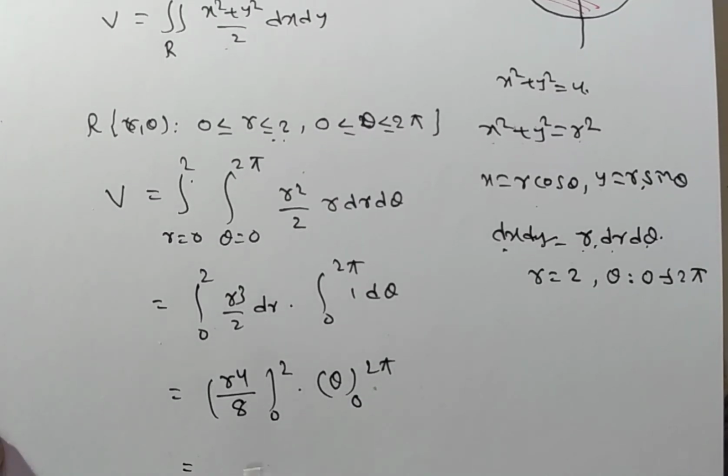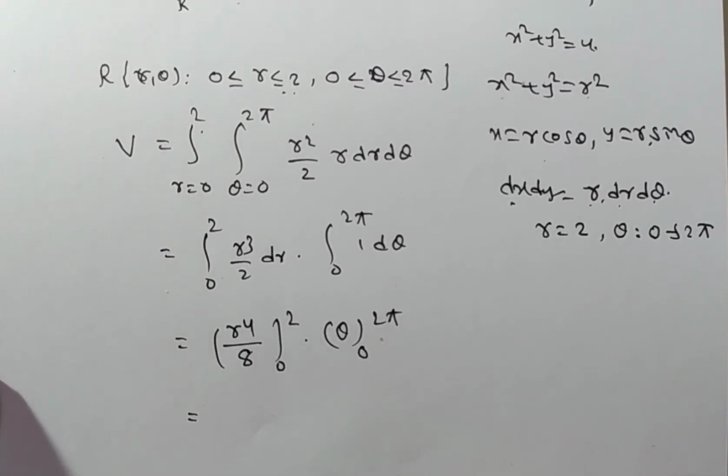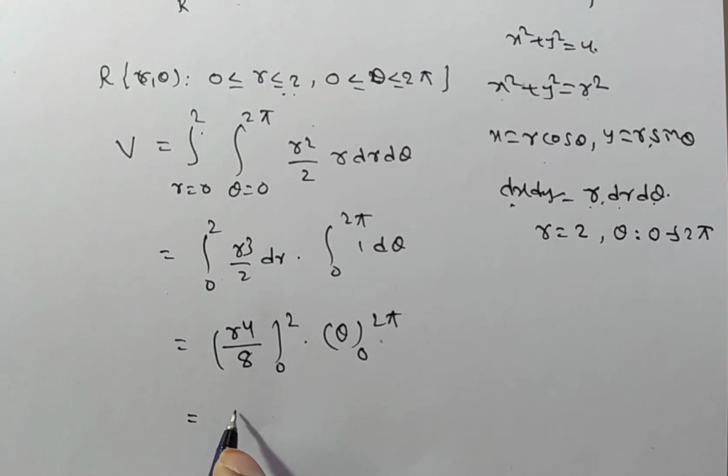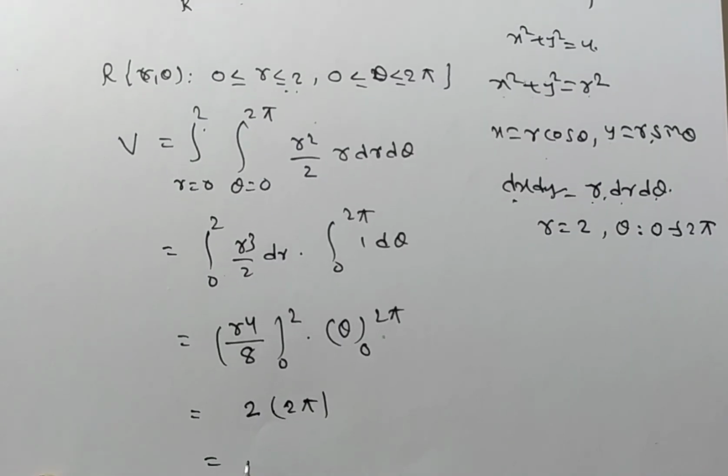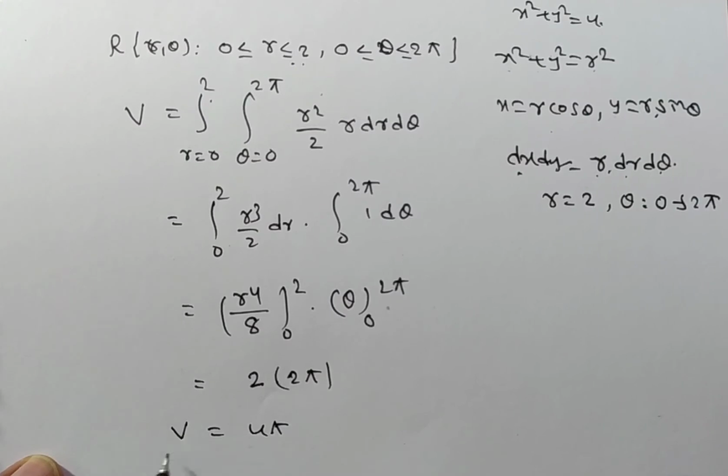So this equals r to the power 4, that is 2 power 4, which is 16. 16 by 8 is 2, times theta, which is 2 pi. So 2 times 2 pi is 4 pi. So what is the volume we have? 4 pi. Is it clear for everyone how to solve this problem?